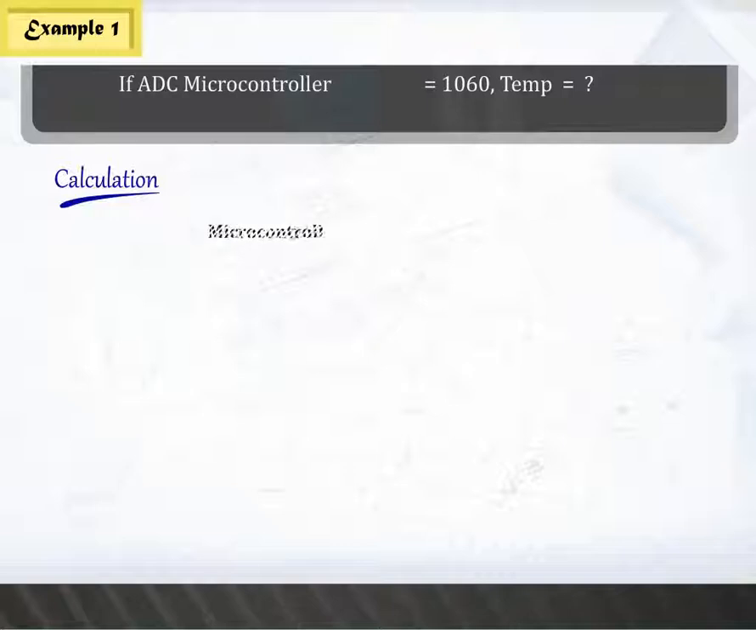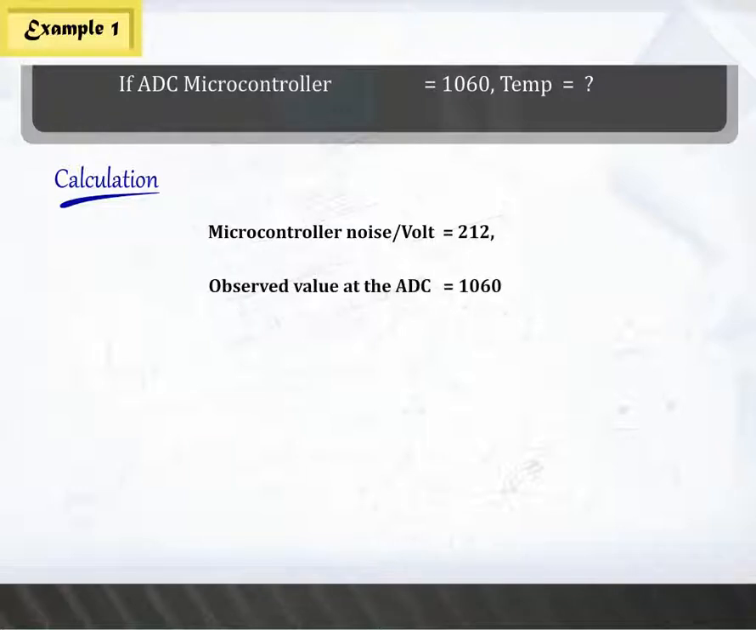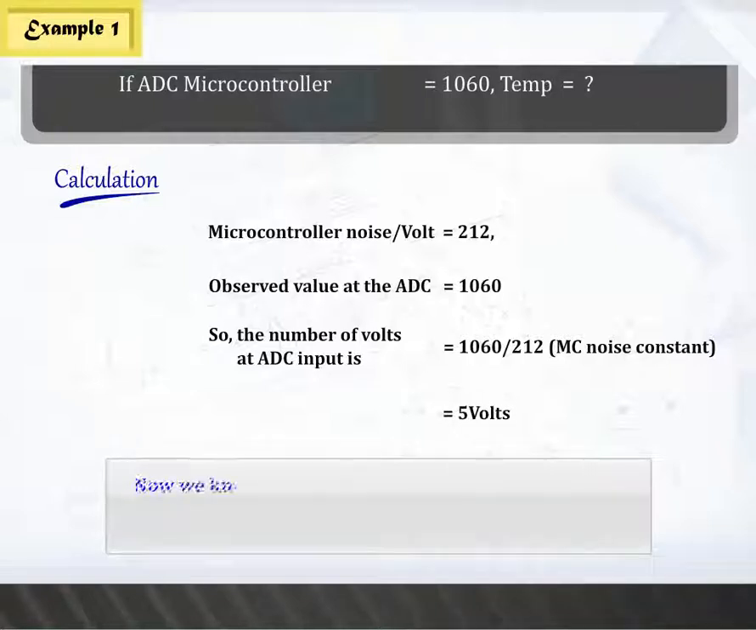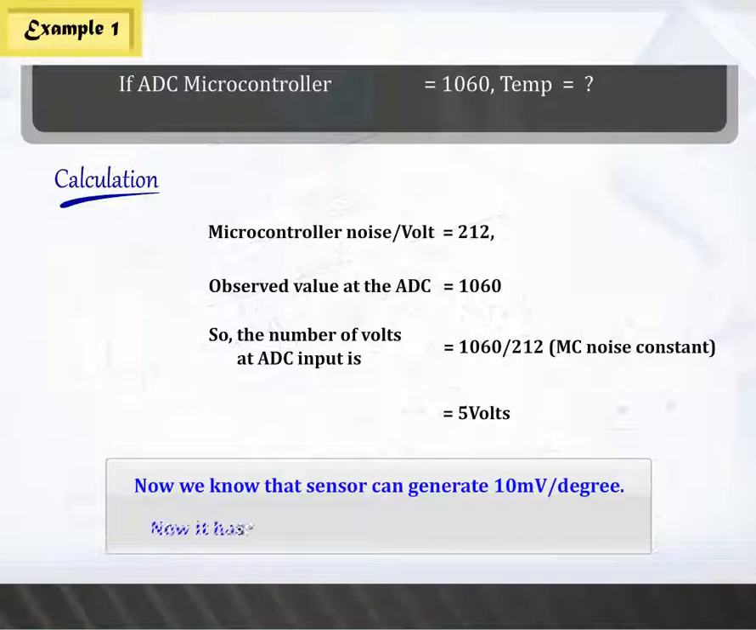Calculation. Microcontroller constant per volt is equal to 212. Observed value at the ADC is equal to 1060. So, the number of volts at ADC input is 1060 divided by 212, the microcontroller constant, which is equal to 5 volts. Now, we know that a sensor can generate 10 mV per degree. Now it has generated 5 volts as per the calculation.